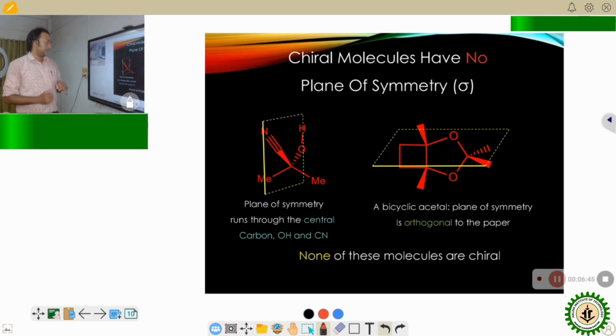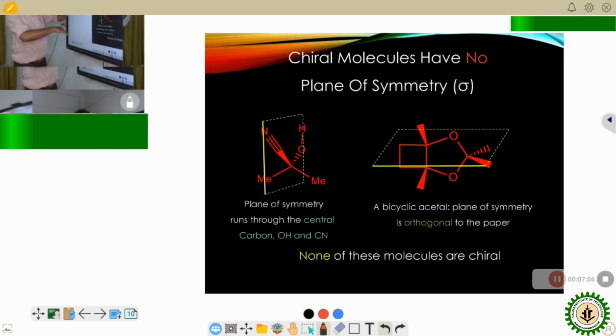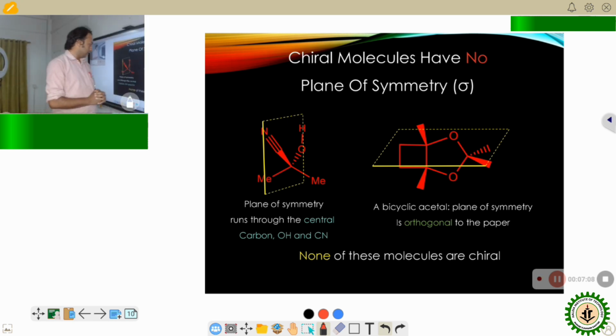So another reflective symmetry is the reflection plane of symmetry, sigma. So we have this molecule. You can see easily that this molecule has a plane of symmetry which passes through the central carbon atom, OH and CN, and this molecule also has a plane of symmetry. If we put an orthogonal plane through the molecule, we get the reflection. So the two parts are reflections of each other. So because of having the plane of symmetry, these molecules cannot be chiral. So these are achiral molecules. None of these molecules are chiral.